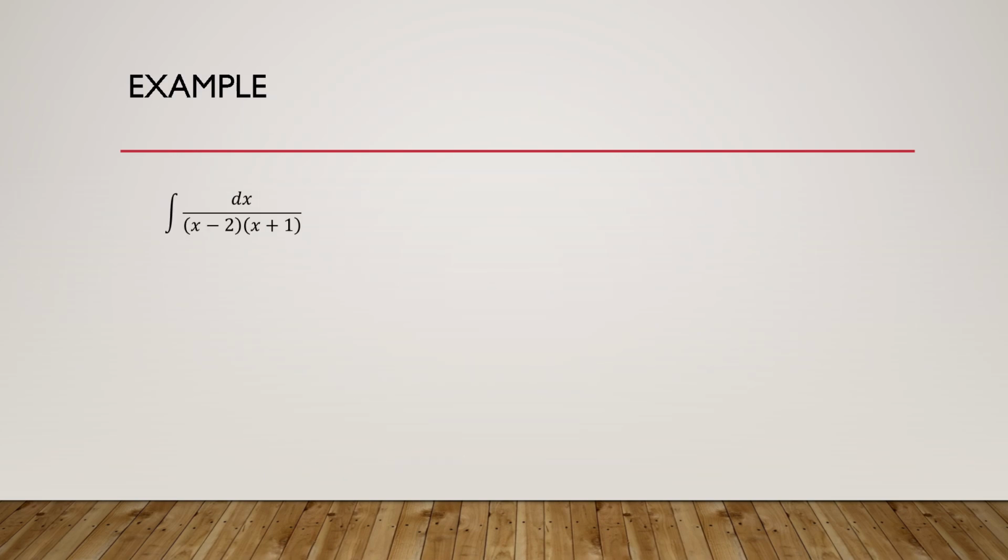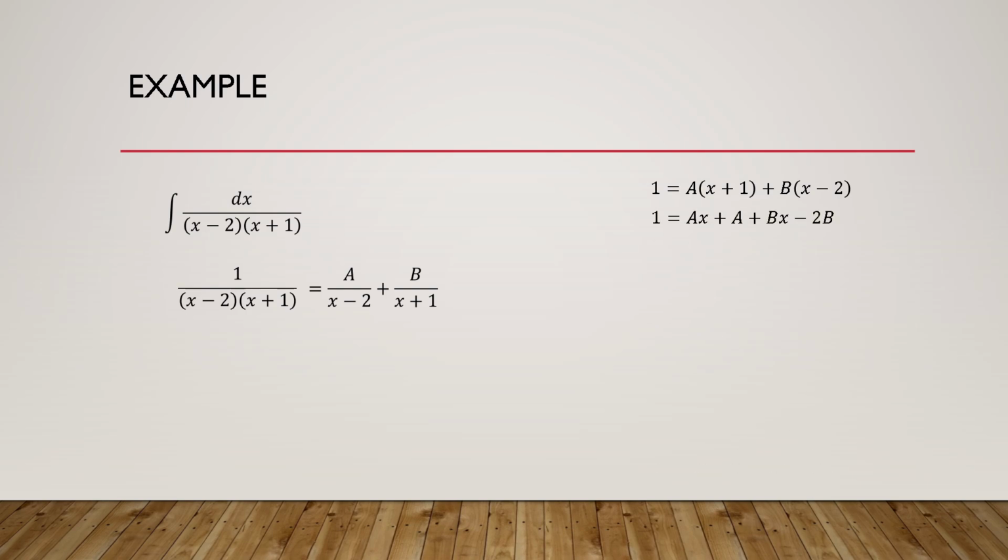As an example, let's solve the integral dx over x minus 2 times x plus 1. We isolate the integrand and deconstruct it using a over x minus 2 plus b over x plus 1. At this point, the original denominator becomes the common denominator for the deconstructed terms. Next, we clear the fraction by multiplying this common denominator through to get 1 equal to a times x plus 1 plus b times x minus 2.